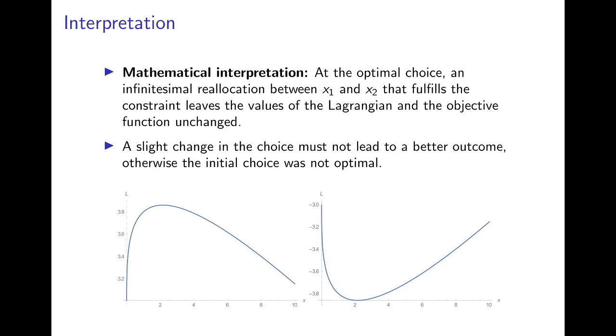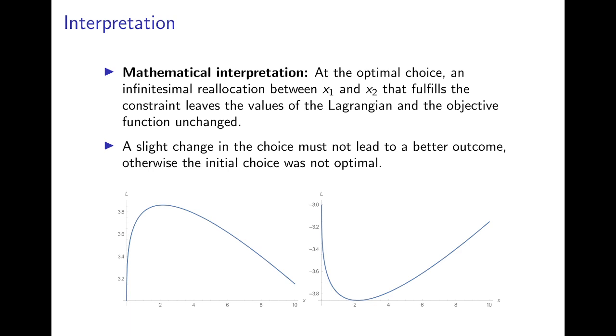So this sounds rather technical at first glance, but the good thing is it has a very straightforward mathematical and graphical interpretation on the one hand, but also an economic interpretation, and we can put it into everyday language. So the intuitive interpretation of the result of Lagrange's theorem is really accessible. We start here with the mathematical interpretation, and that states that at the optimal choice, a slight reallocation between the choice variables that still fulfills the side constraint must leave the Lagrangian function and therefore the objective function unchanged.